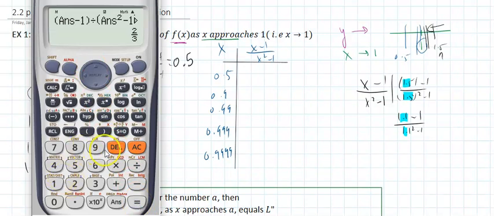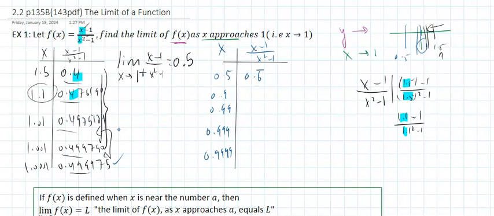What do I get? Oops. 0.6666666. All of these sixes. Okay, well that's good. That's close to 0.5. First number doesn't mean much.